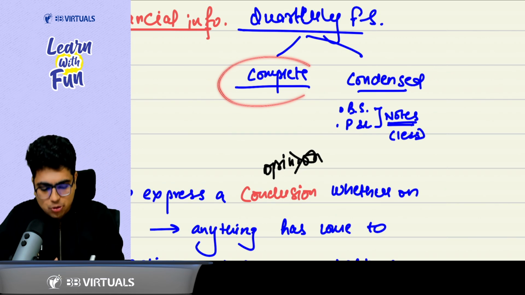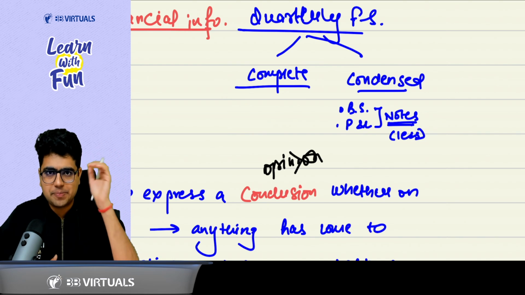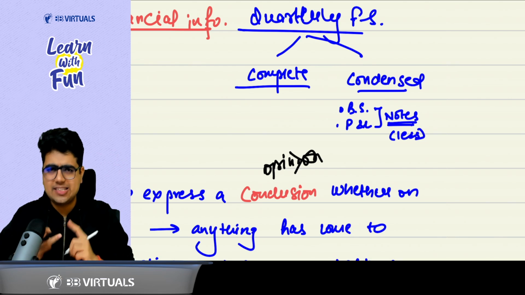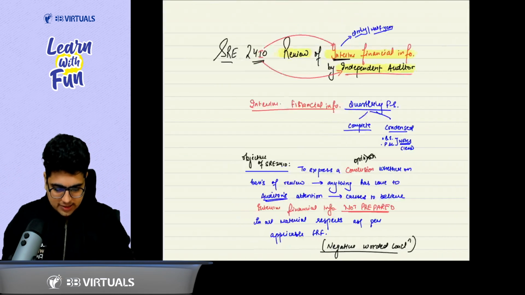So it could be a complete set of financial statements like balance sheet, P&L, cash flow statement, notes to accounts, each and everything. Or it could be a condensed statement with balance sheet, P&L, and some notes to accounts. Very less disclosures.